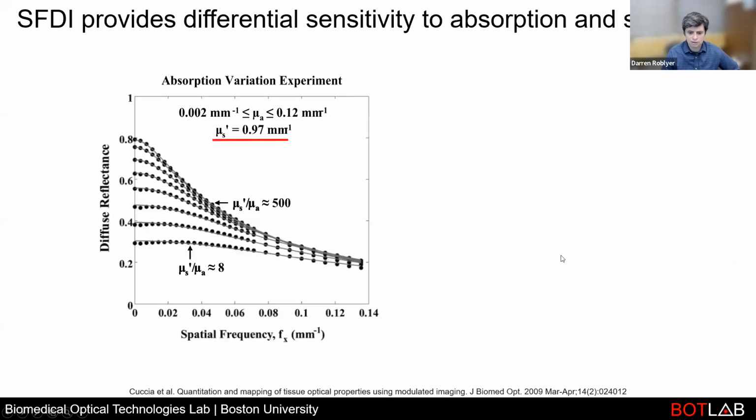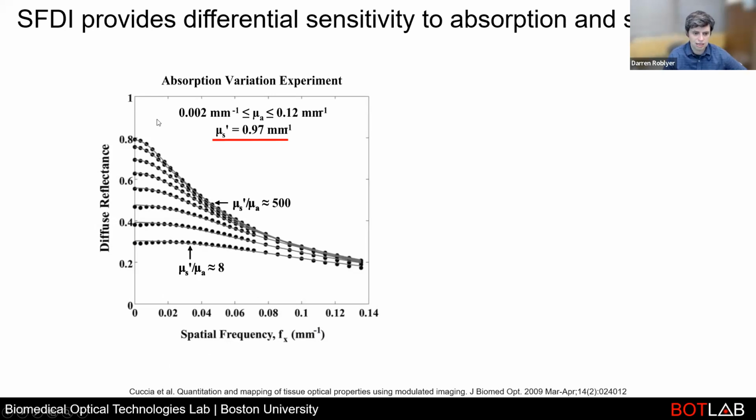In the original paper on SFDI, which was back in 2009, and the full citation is shown here at the bottom of the page, they did an interesting experiment where they made liquid phantoms, where they could change the absorption and scattering of the phantom to simulate different types of tissue. So in this example, what they did is they kept mu S prime scattering constant, and they changed mu A over a wide range. And then they plotted diffuse reflectance as a function of spatial frequency. And each line shows the results from a single phantom.